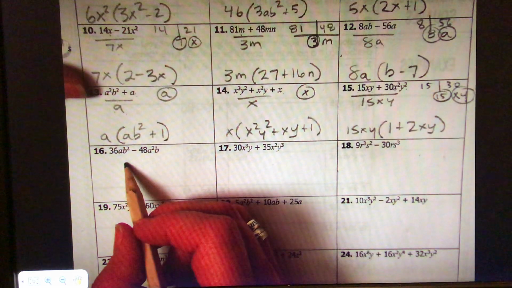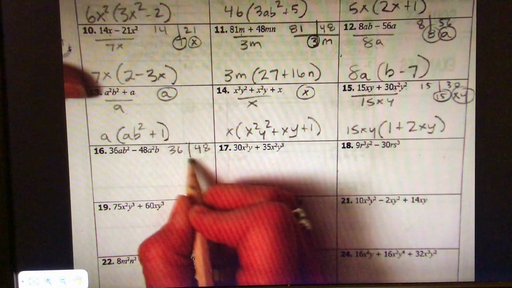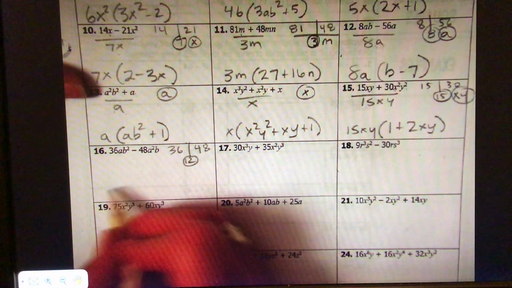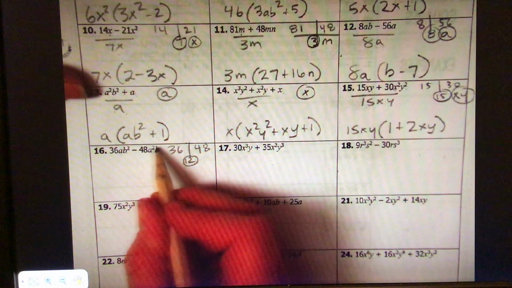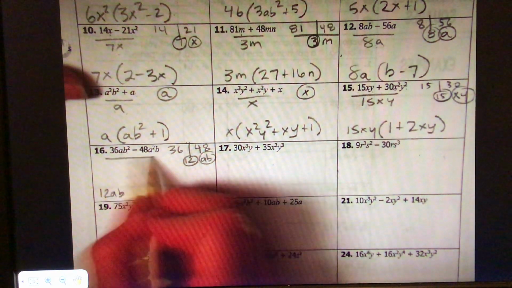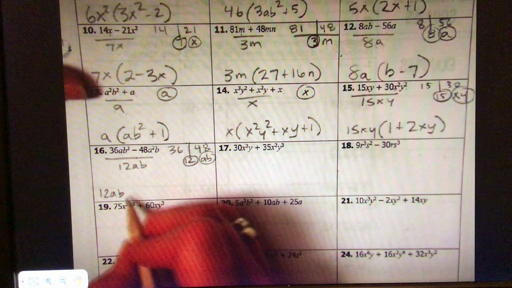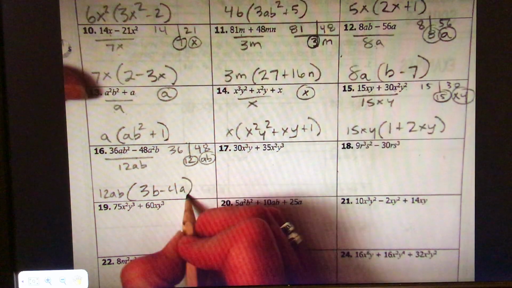36 and 14, 48. I already know that I have a GCF of 12 here. And do I have any coefficients? Yes, I have an AB and everything. So AB wins the game, 12AB over 12AB. And I have 3B left over and a 4A left over.